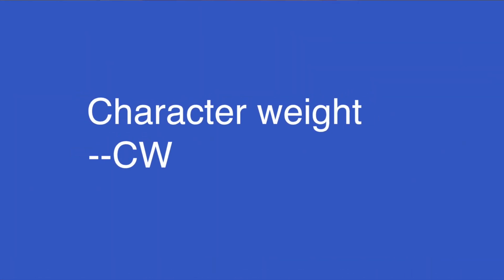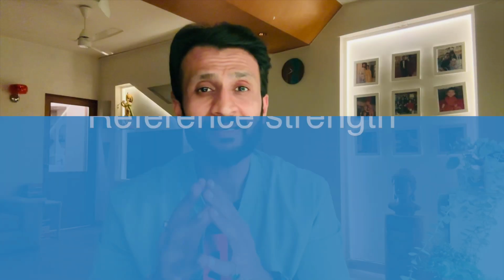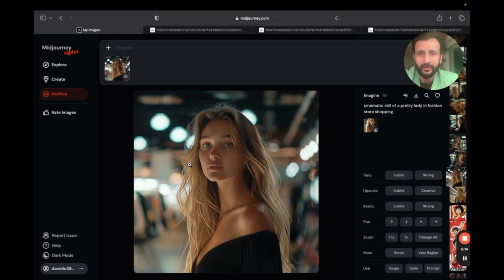Now what if you want to change the character's clothes? For this, you can use something called the character weight parameter to control the level of character detail you can carry forward. Character weight adjusts the reference strength from 0 to 100. At lower values, like where the character weight is 0, it will focus mostly on the face, but at higher values, it will pull out more of the outfit. Now let's say we want to change the dress of the character and we just want to retain the original traits of the face of the character.